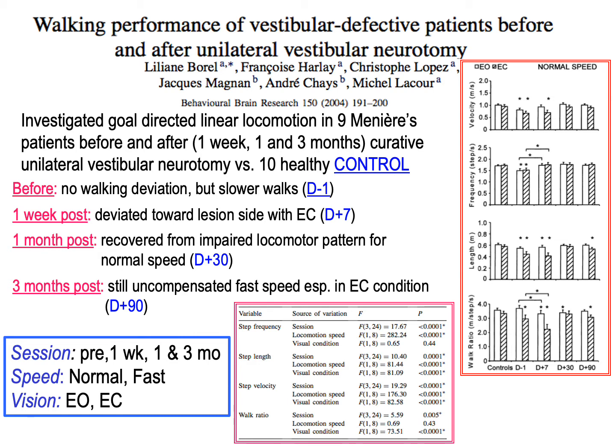So session with a p-value of less than 0.0001 and that asterisk there indicates that the sessions are all different from each other. So pre, 1 week, 1 and 3 months, for the clinical population, so this is just for the Meniere's disease group, they're all statistically different, and the same for locomotion speed and visual condition. So you see main effects pretty much for everything, so they're really impacted by these surgical conditions.